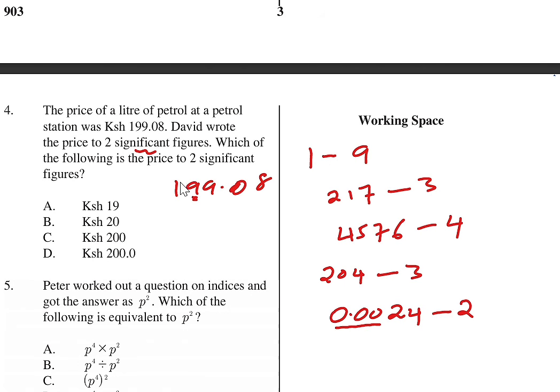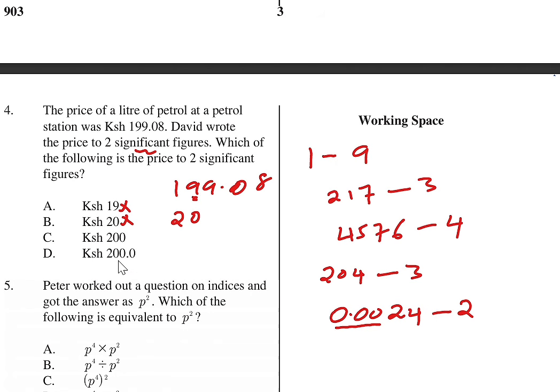So it will have 2. Then 0. But the number was 199. So you cannot have 20. And therefore, option B is not the answer. Even A is not the answer. You had 199 shillings and therefore, you cannot round it off to, you cannot say it is 20. So, we remain with C and D.